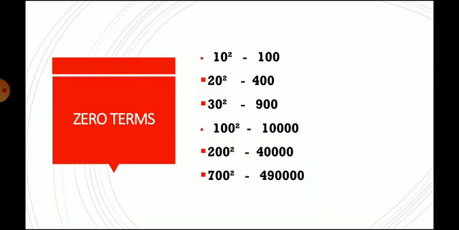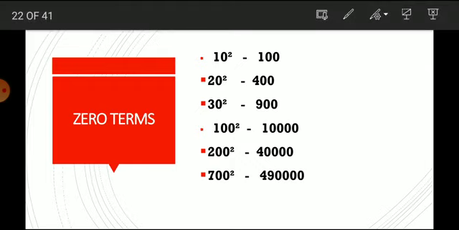Here we have numbers with zeros. How can we use the zeros to find a square? We know very well 1 square is 1, up to 10. But after that, there is one easy trick to find the square values of numbers with zeros. First I will take 10 square. 10 square, we just tell 100 directly.